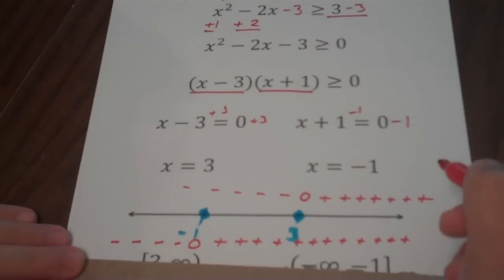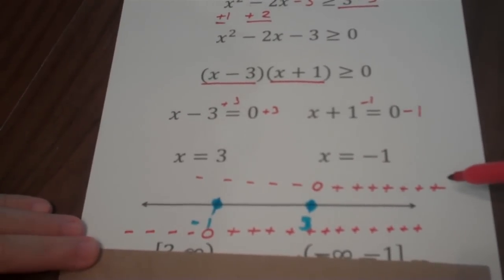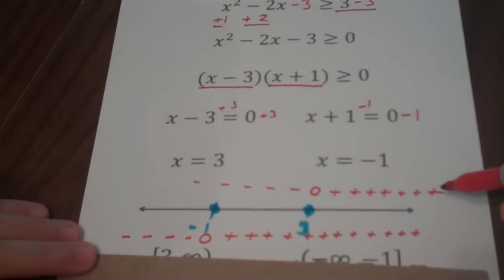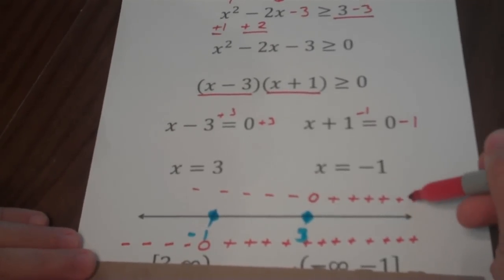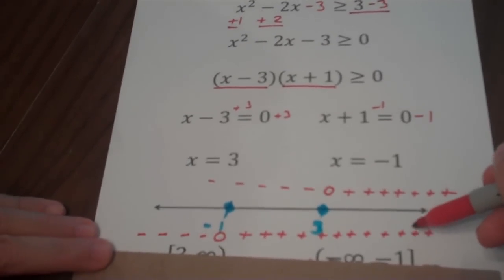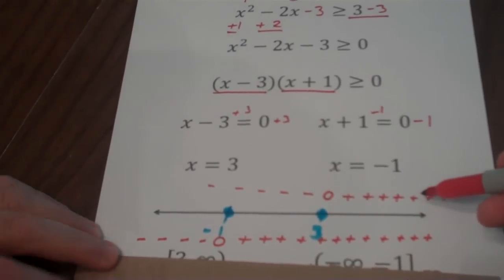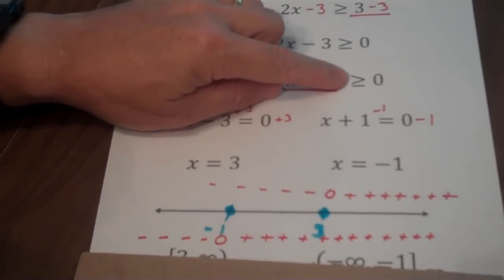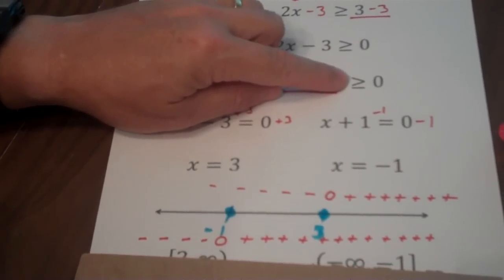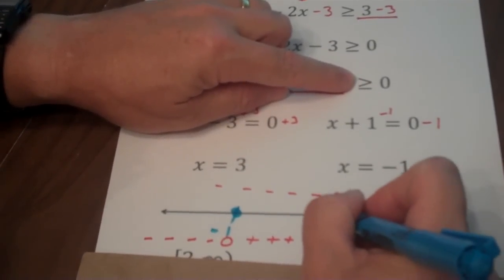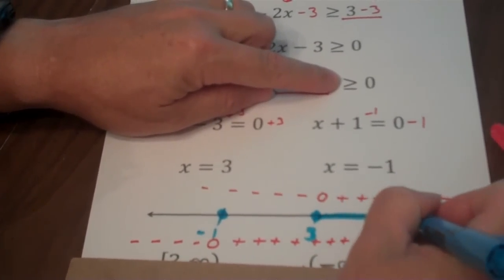Now, what I want you to notice is that your two binomials, when you're over here in the far right section, are both positive. A positive times a positive would give me a positive, which of course is greater than 0. So all of these values over here would be included. And I'll go ahead and graph it now.